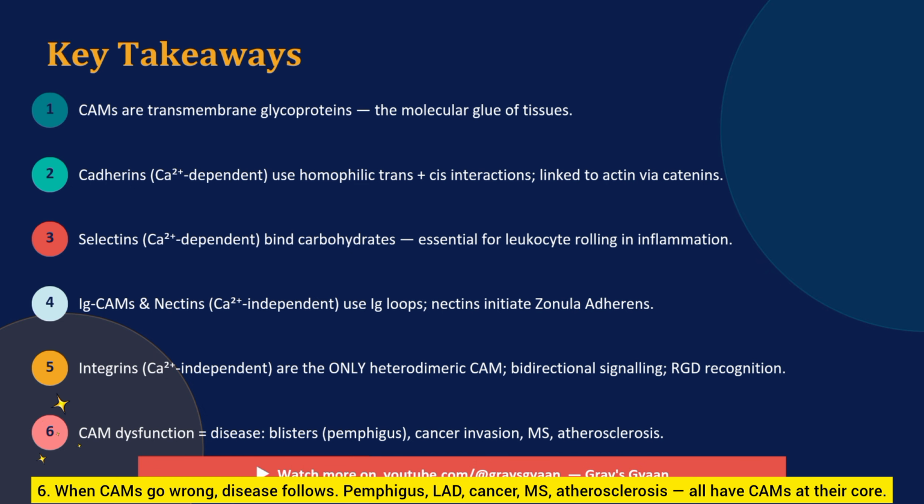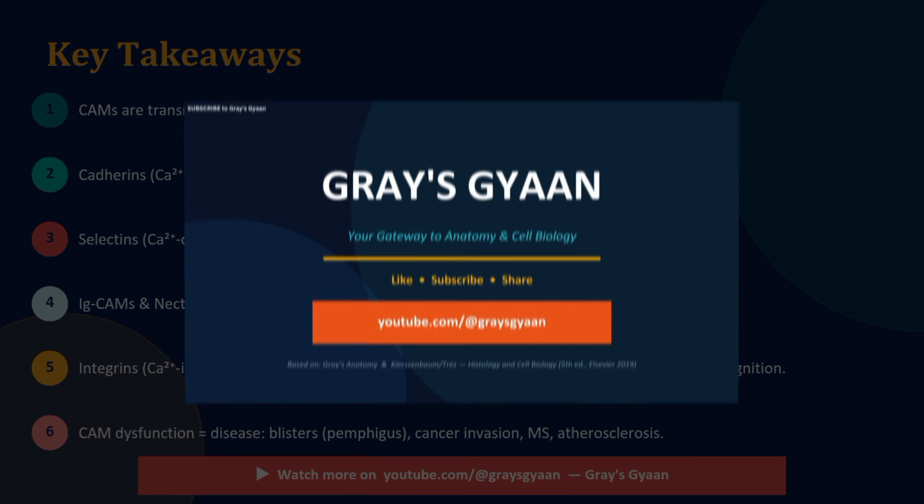Point number 6. When CAMs go wrong, disease follows. Pemphigus, LAD, cancer, MS, atherosclerosis, all have CAMs at their core.